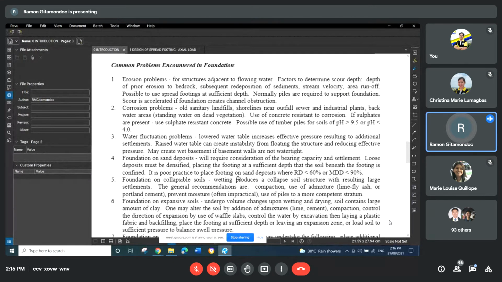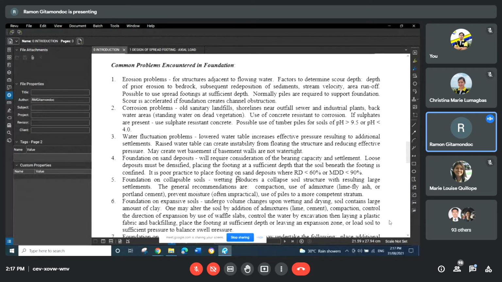So number 1 is the erosion problem. For structures adjacent to flowing water, this is a common problem. Several bridges, their abutments eroded. So this has to be taken into consideration, especially when the foundation is close to a river, or a moving body of water.